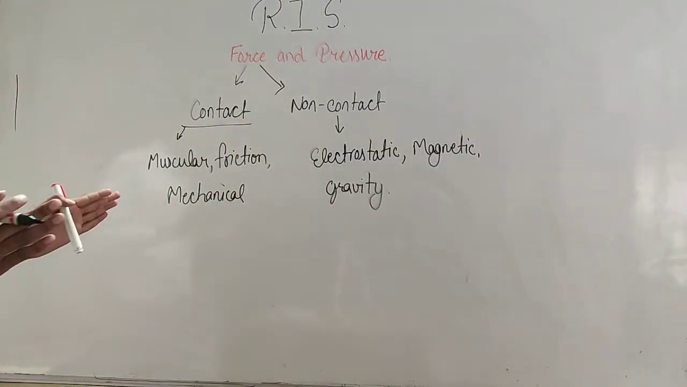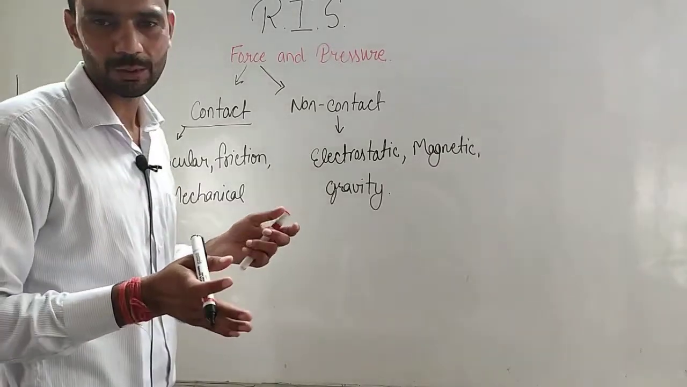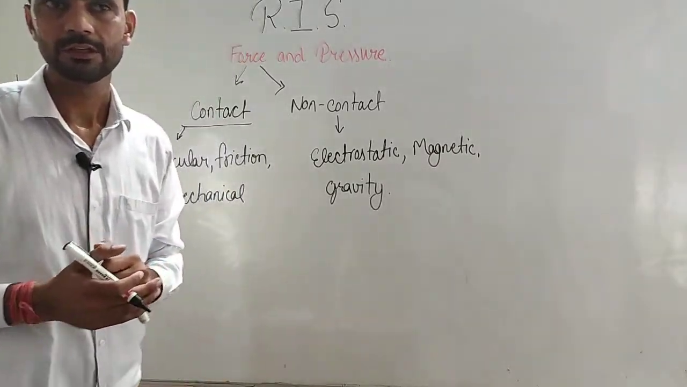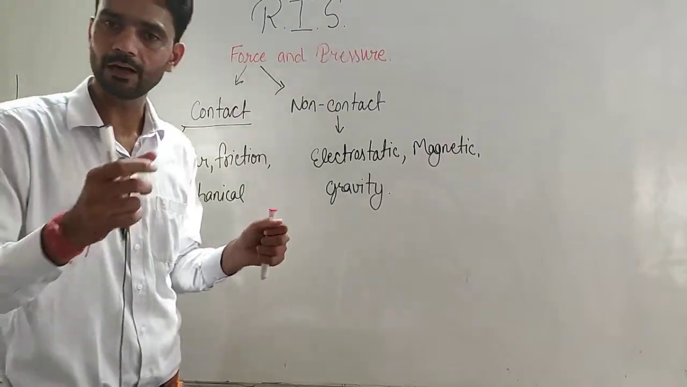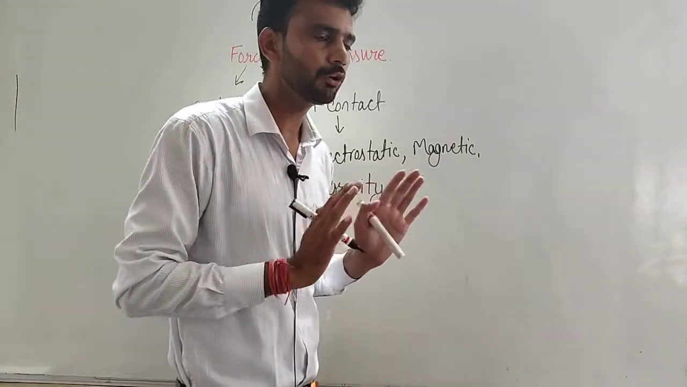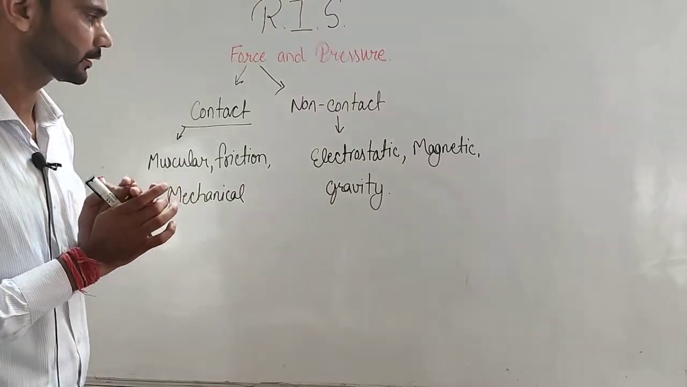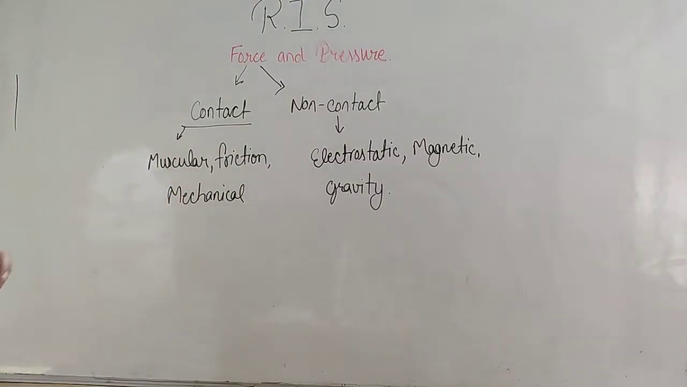The force exerted by the machines. Now machines cannot apply any force without touching. Suppose I want to lift anything, we have to touch the object. If you want to push anything, you have to touch the object. These are the examples of contact force.